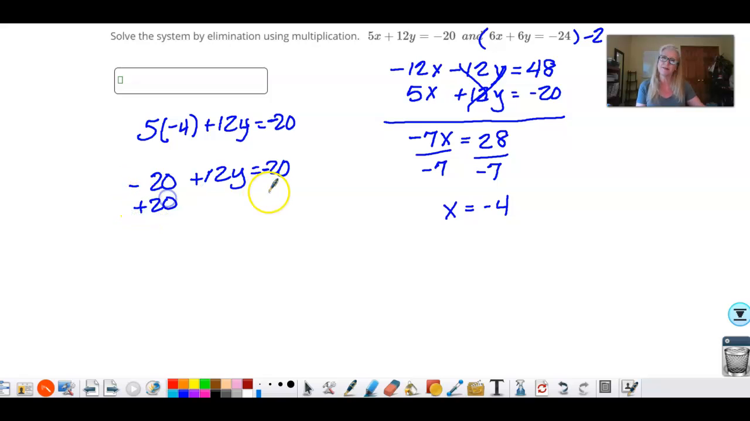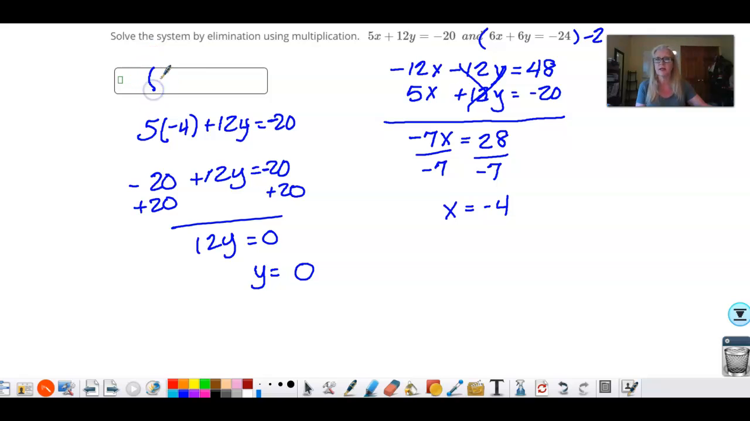So then you add 20 to both sides, and you get 12y equals 0, which means y has to be 0. All of these should divide evenly. If you get a fraction answer, you know you did something wrong. Backtrack. Negative 4 is the x coordinate, and 0 is the y coordinate.